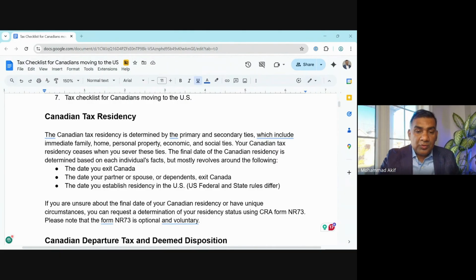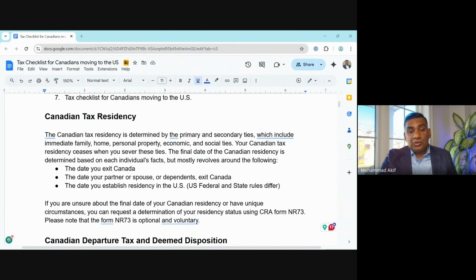So how do we do? Once we go through this, of course, we can see your social ties, your property, your family, your home, and then so when the ties get cut off, right? So again, the date that we look at is when you exit, or when your family exits, right? This is very important too. In cases where you have exited and your family's still back home in Canada, you're still tied to Canada. This is one of the main ties. These are one of the primary ties.